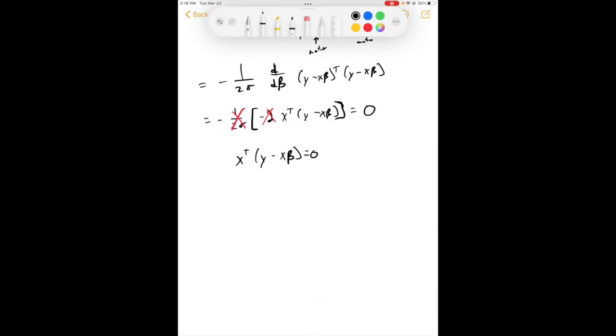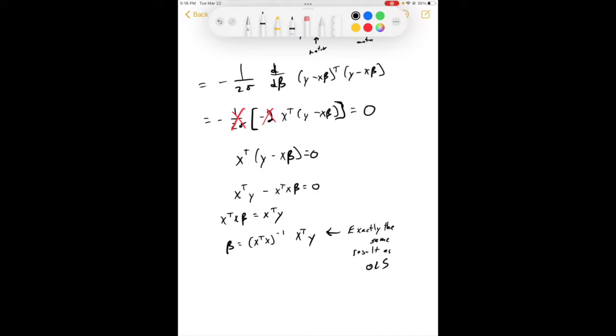And we can solve for that just like we did before. We get x transpose times y minus x transpose times x times beta is equal to 0. Or x transpose x beta is equal to x transpose y. Or beta is equal to (x transpose x) inverse times x transpose y. And this is exactly the same result as OLS. And that's why we did the assumption of normality.